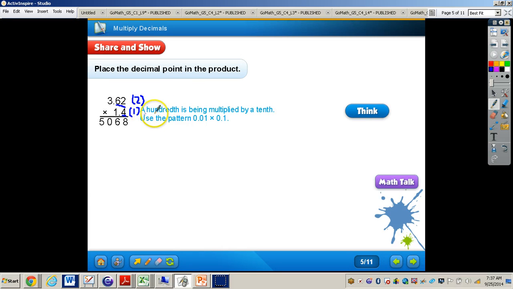And think about 100th as being multiplied by a tenth, so we can even use the pattern of 100th times 1/10. Okay, and just remember that for each decreasing place value being multiplied, you need to move the decimal point to the left of this final number. So we have a total of 3 digits to the right of that decimal. Therefore, we put that decimal between the ones place and the tenths place.